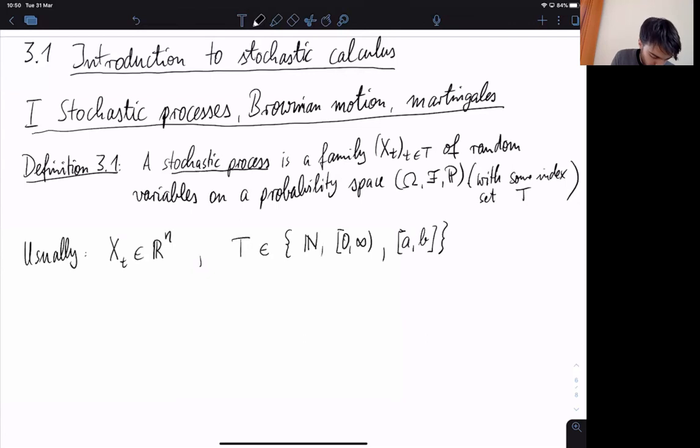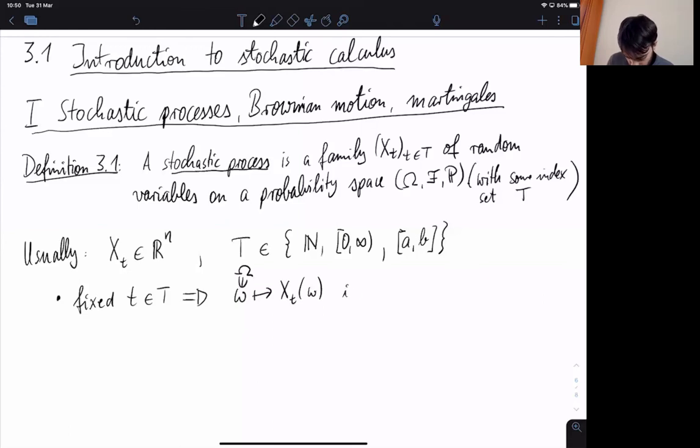And then there are two basic operations. You can fix a t in the set T, and then by definition you get a random variable, which looks as follows. You map an omega in the space Omega to X_t of omega. So this gives you a random variable. That's somewhat clear.